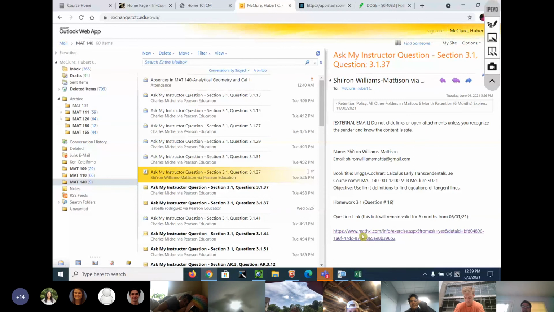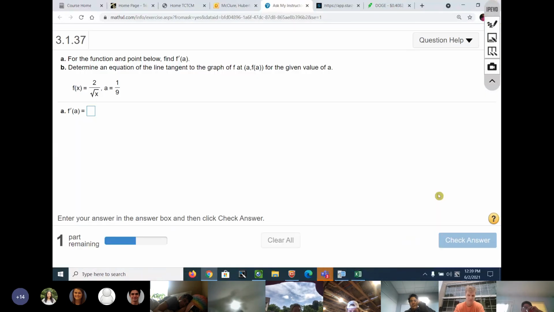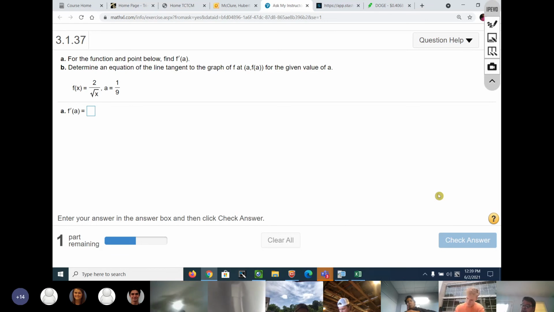3.137/16. Let's see what this one looks like. For the function and point below, find f prime of a. Okay, these are ones we were doing yesterday. So the difference quotient: f of x is equal to 2 over square root of x. Well, let's go ahead and find our point. Oh, they're doing a again.